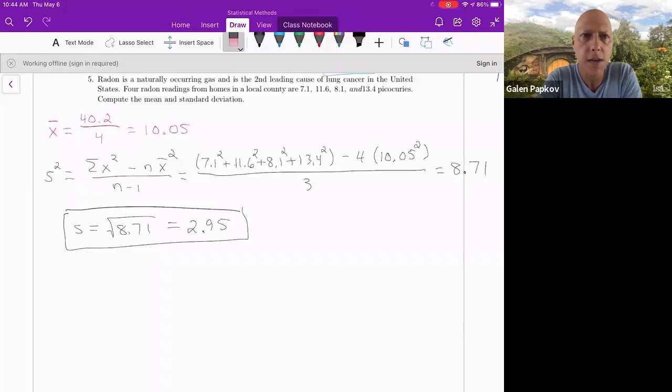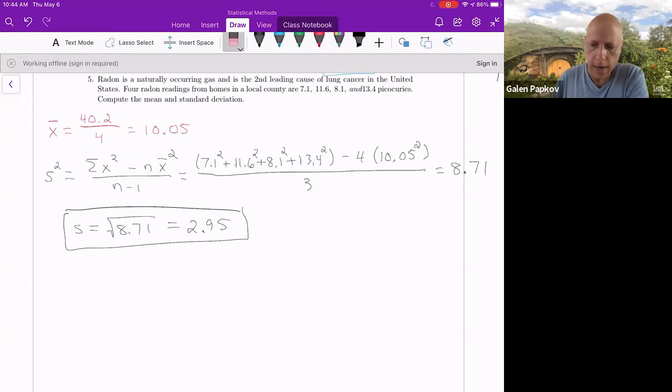And when I divide that numerator by 3, which is n minus 1, I got 8.71, but the problem asks for the standard deviation. And so that was the variance. And when I square root it, I get S is 2.95, and that is the standard deviation. So that is telling me that the data values on average are about 2.95 units or picocuries from the average value of 10.05. That's what the standard deviation means.